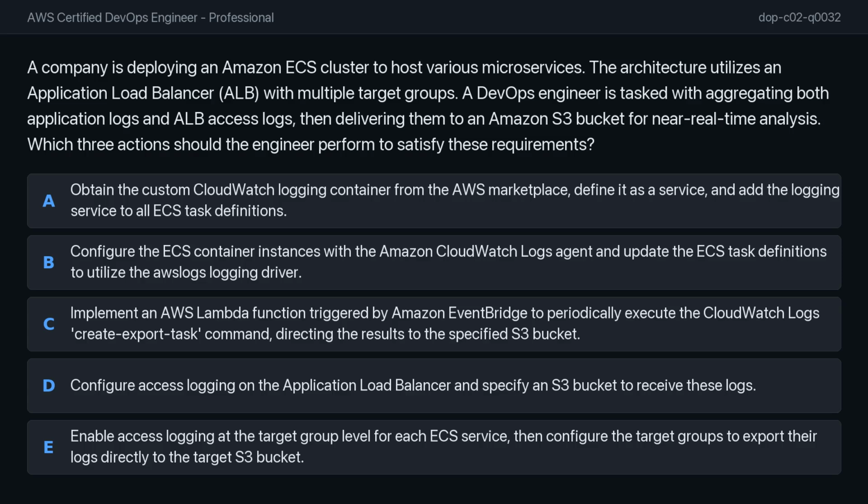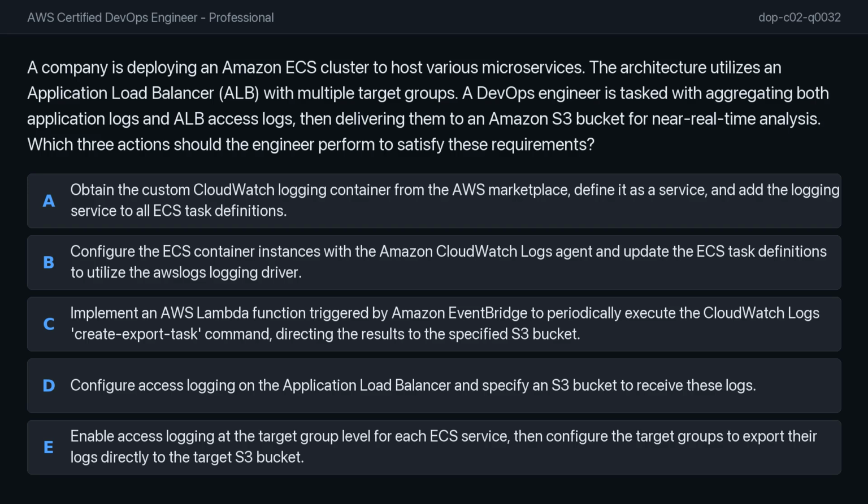A company is deploying an Amazon ECS cluster to host various microservices. The architecture utilizes an application load balancer with multiple target groups. A DevOps engineer is tasked with aggregating both application logs and ALB access logs, then delivering them to an Amazon S3 bucket for near real-time analysis. Which three actions should the engineer perform to satisfy these requirements?